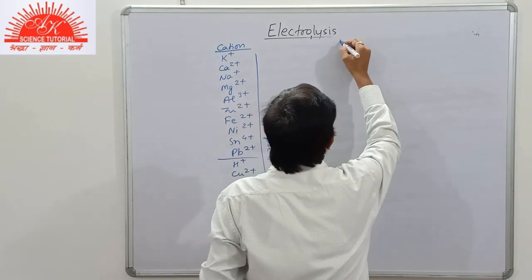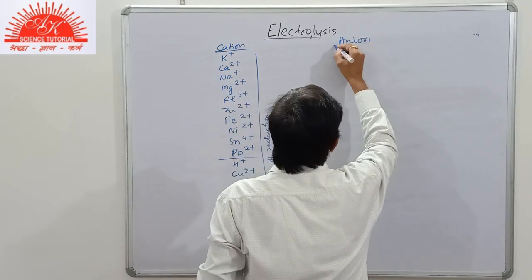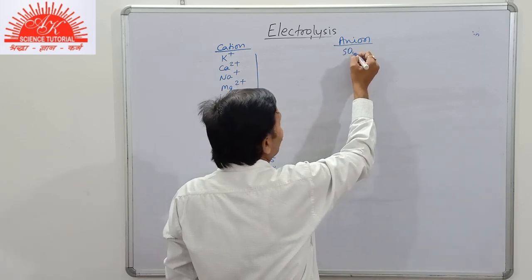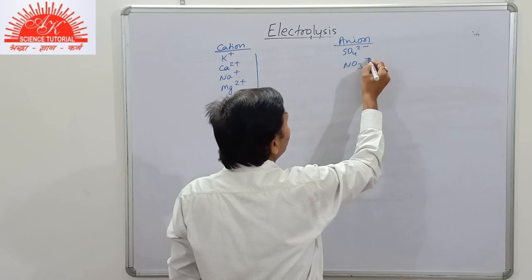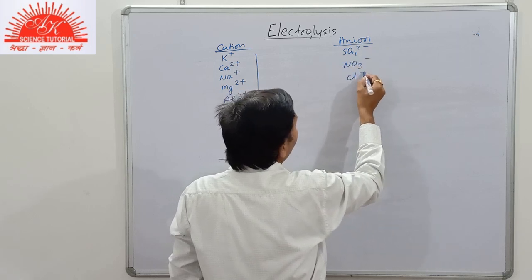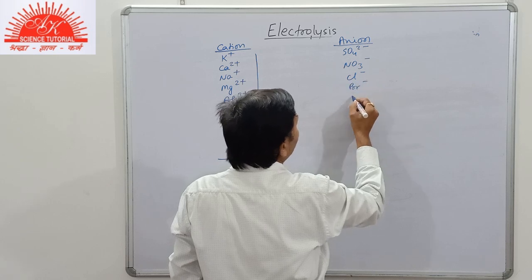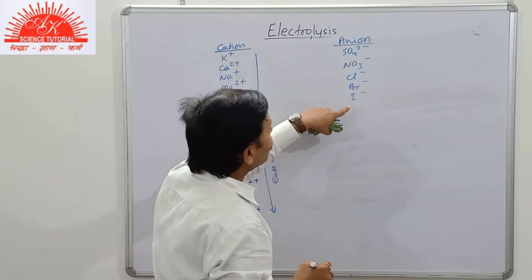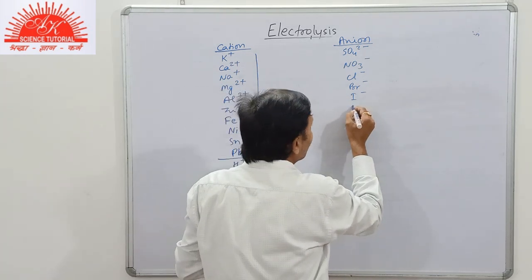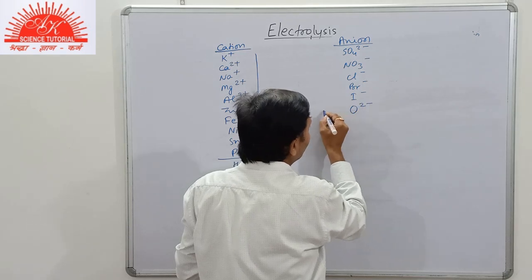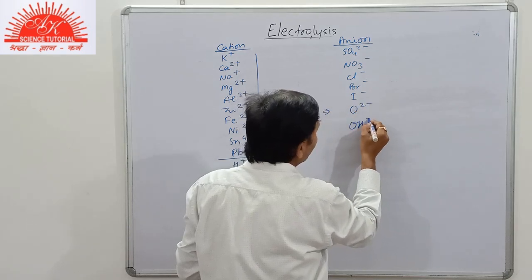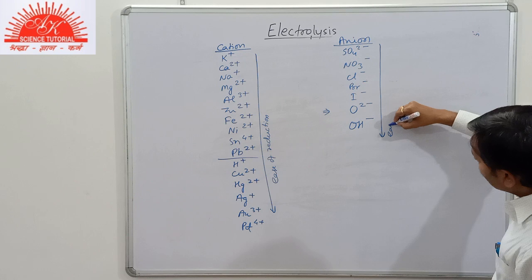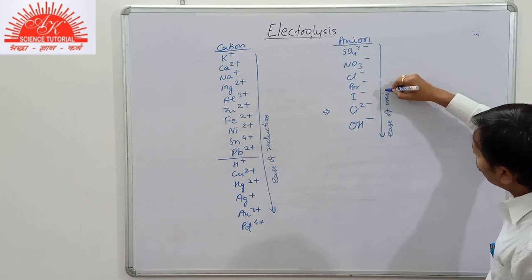Similarly, we take another part, the anions. Here we take sulfate ion, nitrate ion, then chloride ion, bromide ion, iodide ion. Then in the book, hydroxide ion is given after that, but we will introduce one more ion here, and then the OH- ion. So this is for the anions, and it is for ease of oxidation.